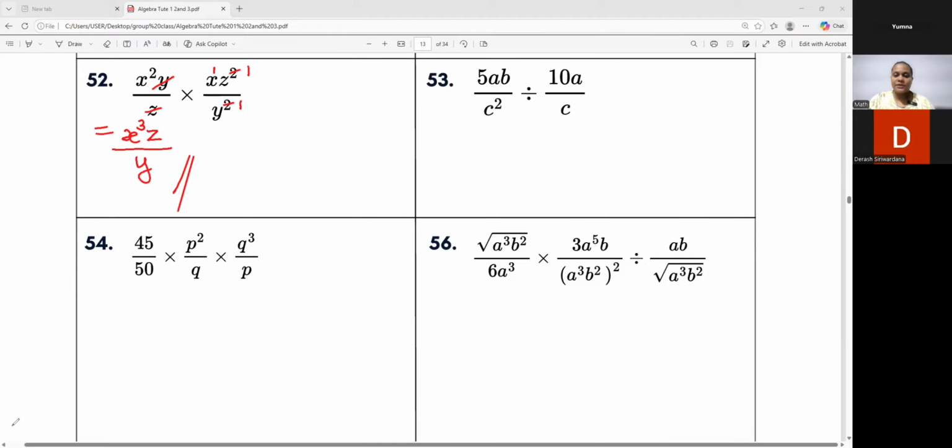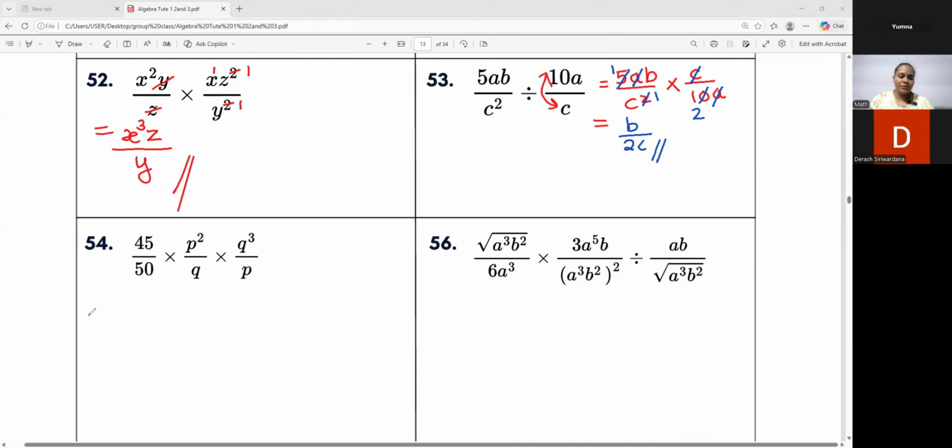53, it's a division. So we need to turn it upside down. Write the reciprocal. 5ab over c squared times, turn it upside down, c over 10a. Now cancel off the common factors. A and A I can cut. 5 times 1. This is 5 times 2. One of the c terms from the denominator I can cancel. That's all. Numerator I have only b. Denominator I have 2 and c. 2c. b over 2c is the answer.